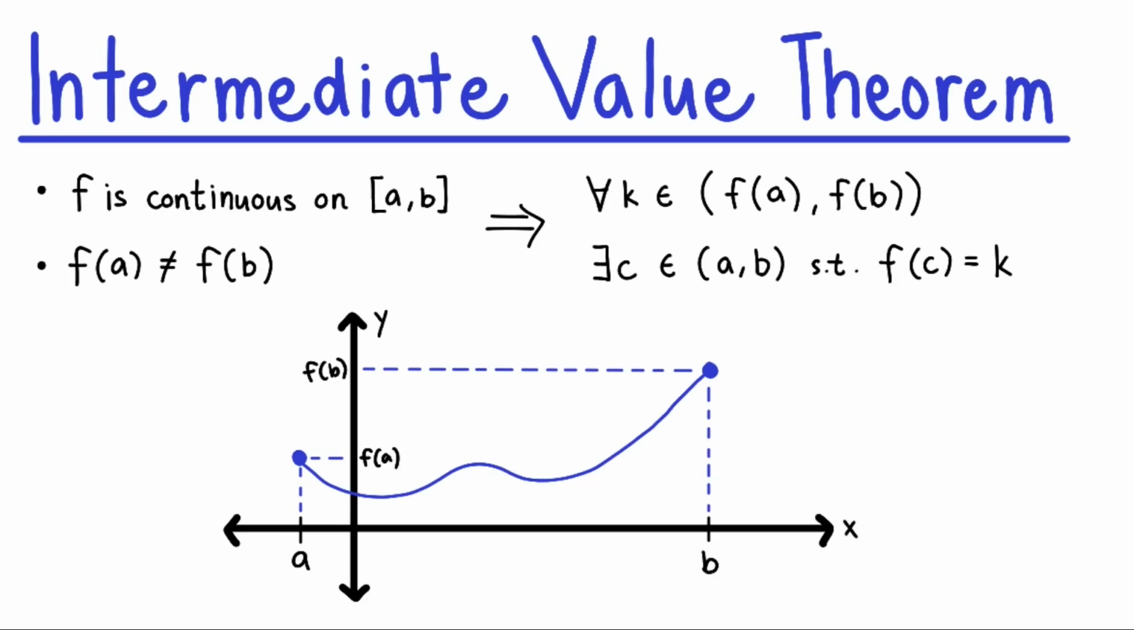Now, if we consider k in between f(a) and f(b), then there exists a c between a and b such that the function value at c is k. So it's this one. Given this illustration, it's still quite hard to understand really. But to understand this better, let's have another illustration.